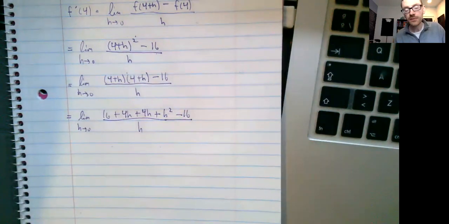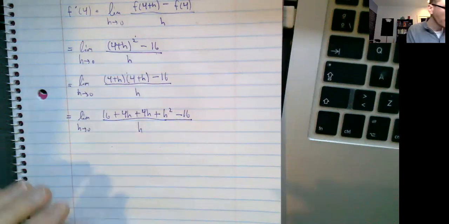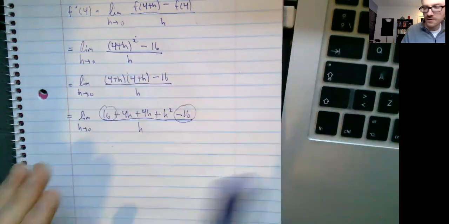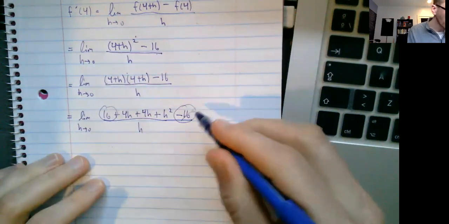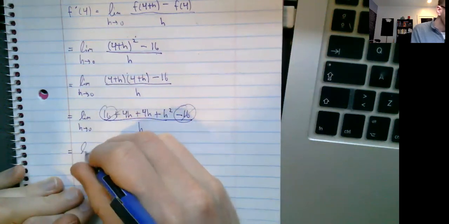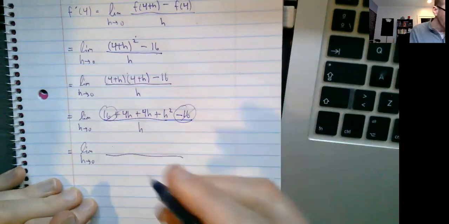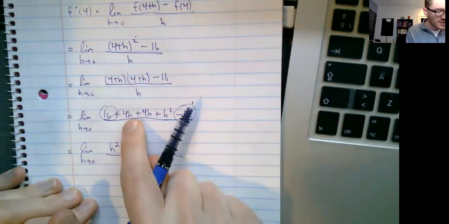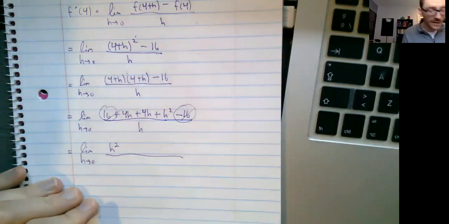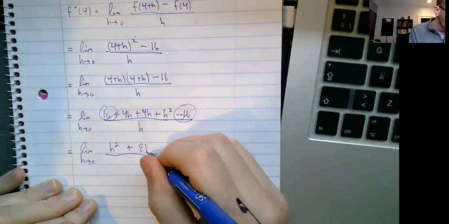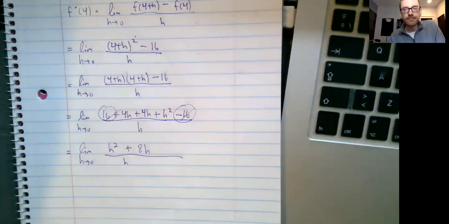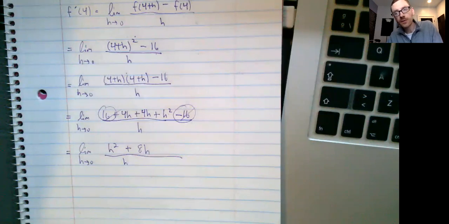And yeah, there's some simplification that can be done in the numerator. There are some like terms that can be combined. We have a 16 and a minus 16, so those will just cancel, right? Those go away. What else is going on? Well, let's see. We have an h squared, so let me just copy that. And then we have 4h plus 4h, which is, of course, just 8h. So h squared plus 8h all over h. This is still not simplified enough because if you plug in 0, you still get 0 over 0. There's more simplification to be done.